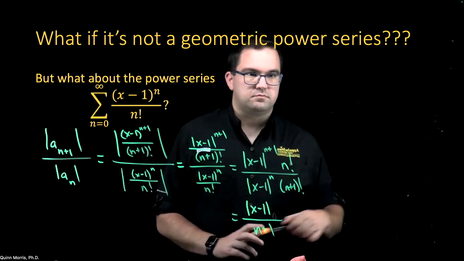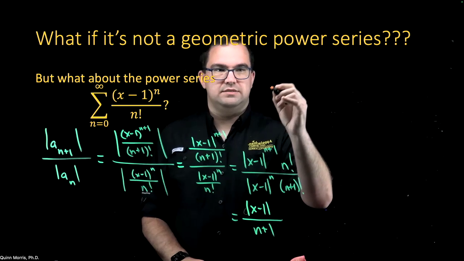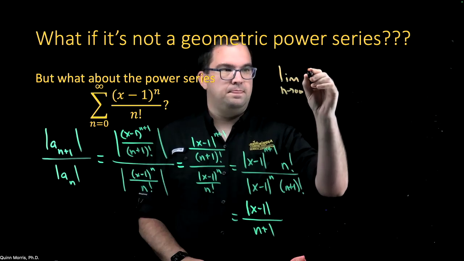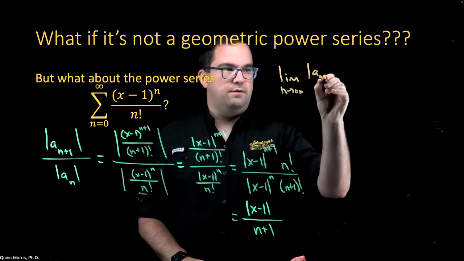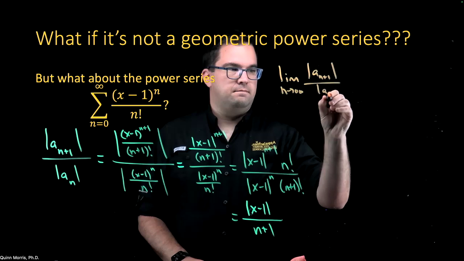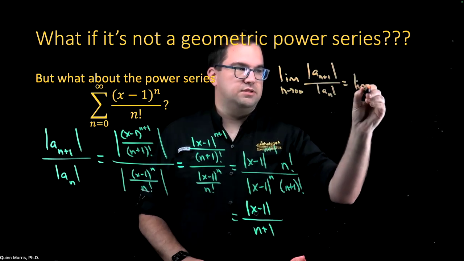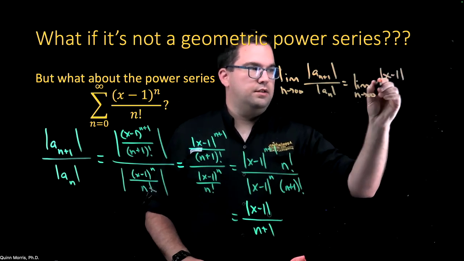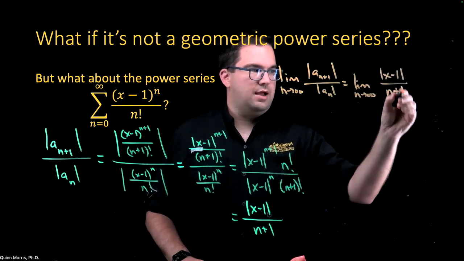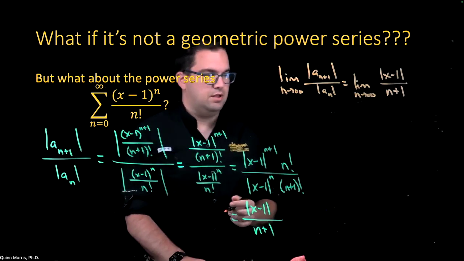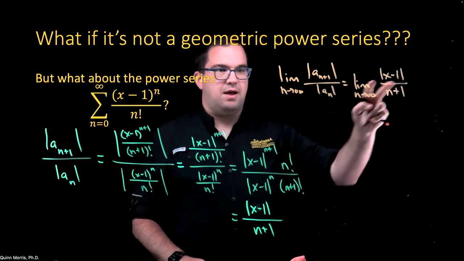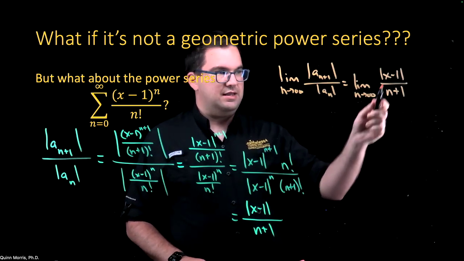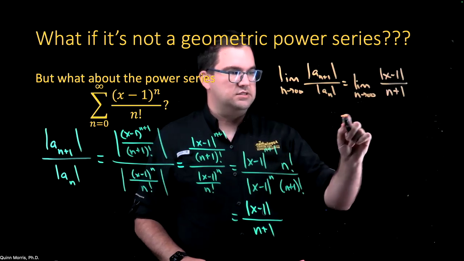So now I ask myself, okay, well, then what is the limit as n goes to infinity of this ratio? Well, I now know simplified what that ratio is. It's the absolute value of x - 1 divided by n + 1. But notice that the x - 1 piece, the limit is a limit as n goes to infinity. As far as the limit is concerned, this is a constant.